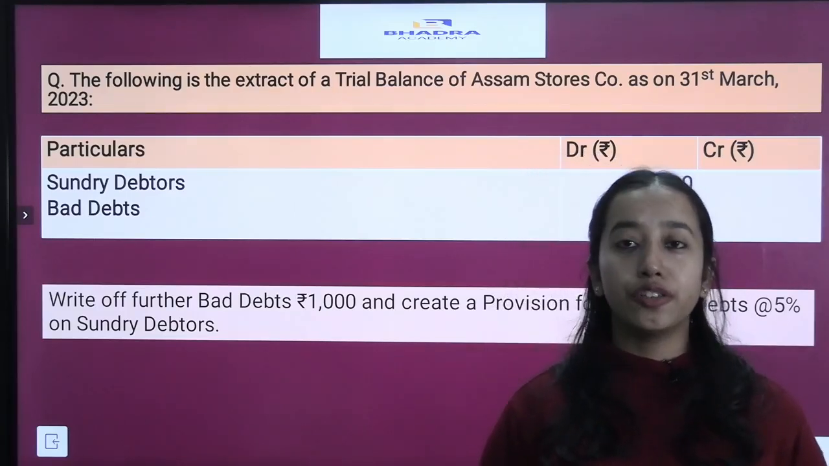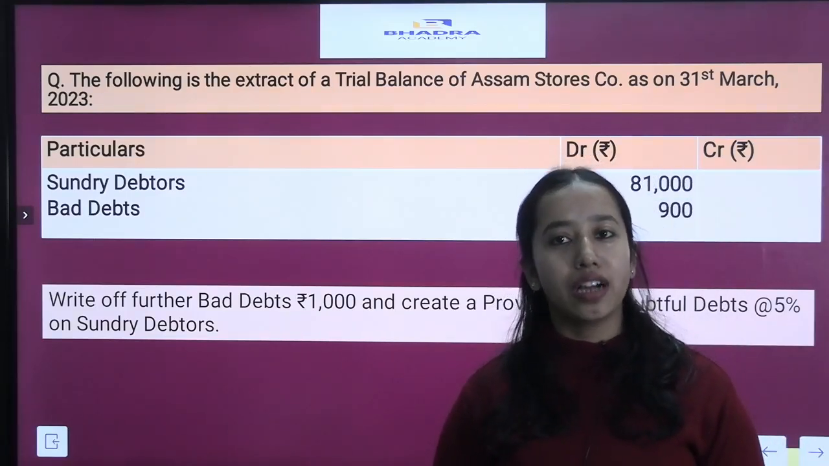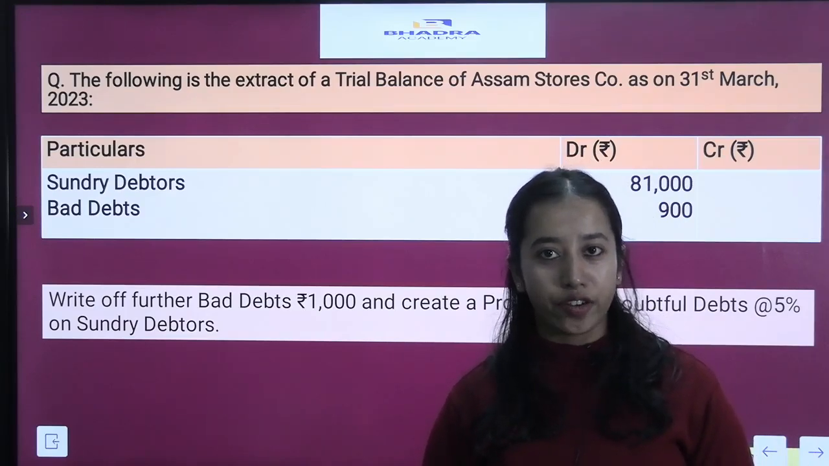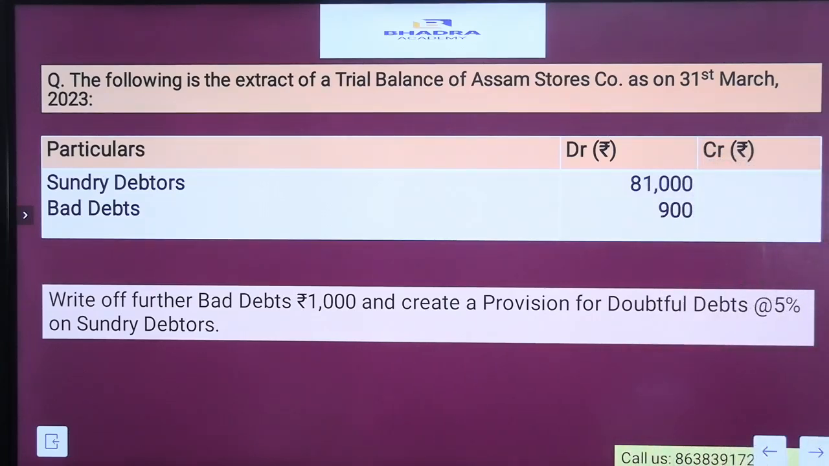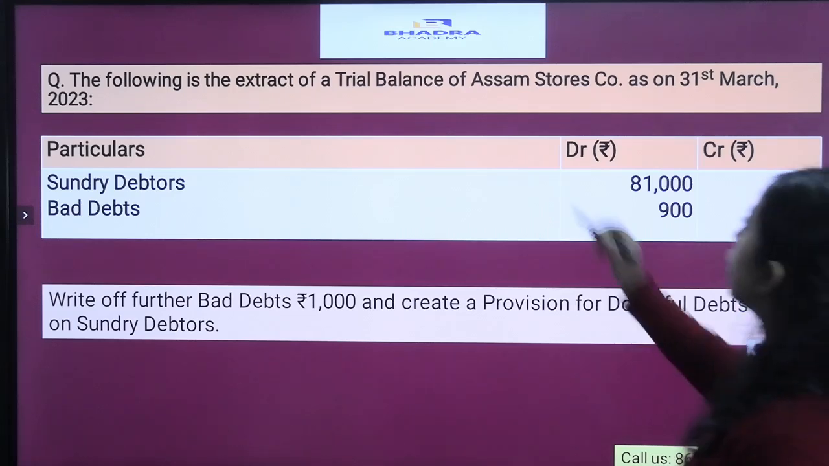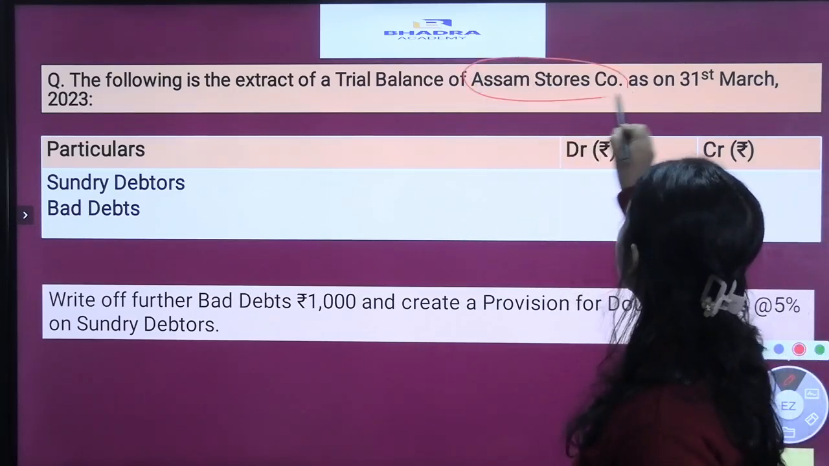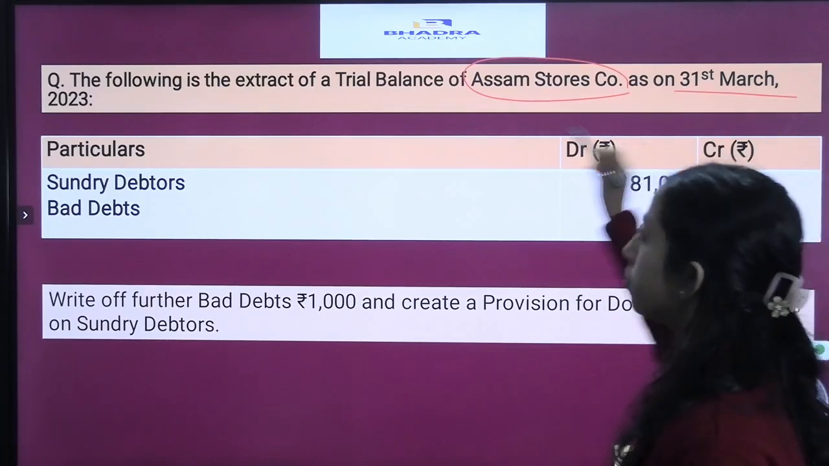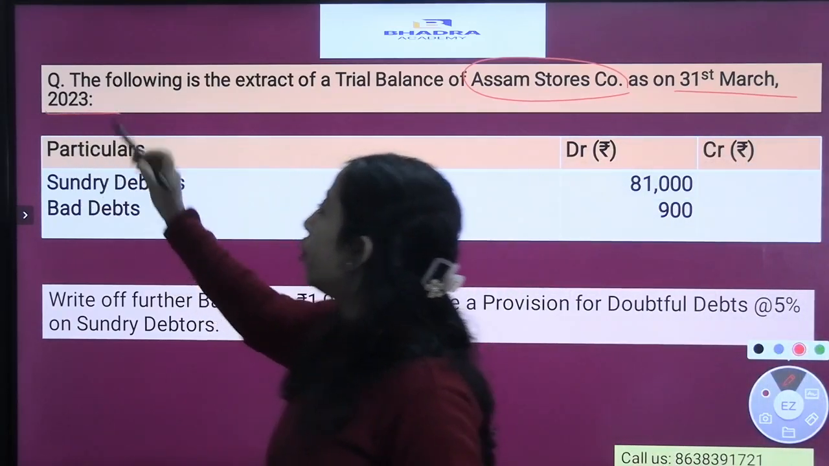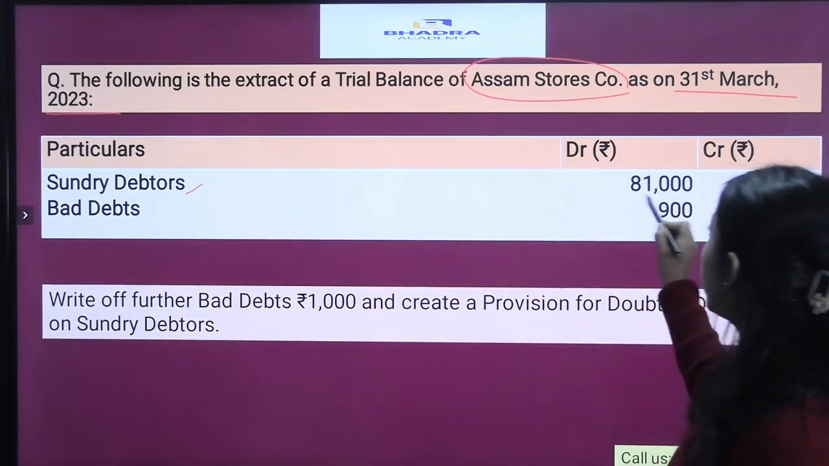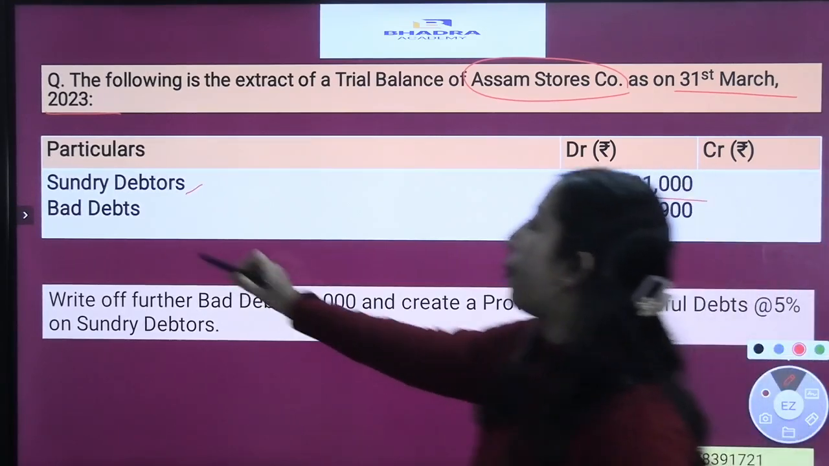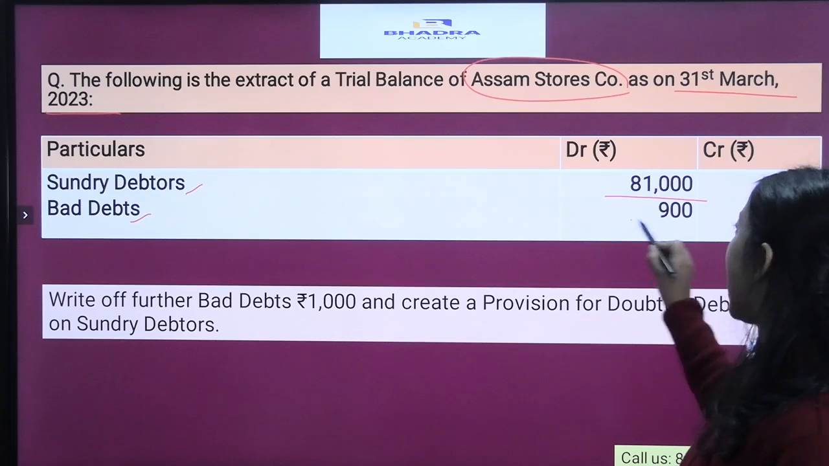Hello students, today we will discuss a question that came in the accounts exam held by the Assam Higher Secondary Education Council. The question is: the following is the extract of a trial balance of Assam Stores Company as on 31st March. The name of the company is Assam Stores Company and the date given is 31st March 2023. The information given here is sundry debtors 81,000 and bad debt rupees 900.